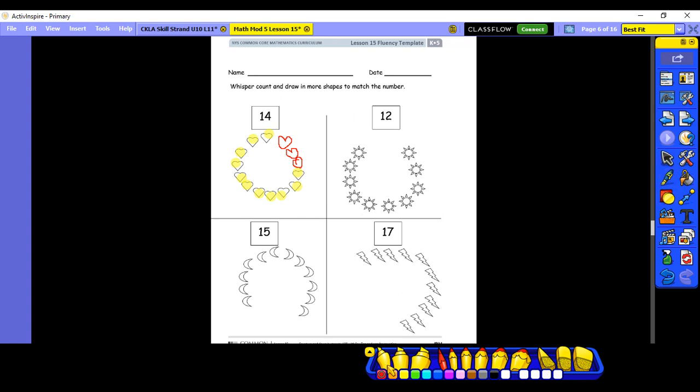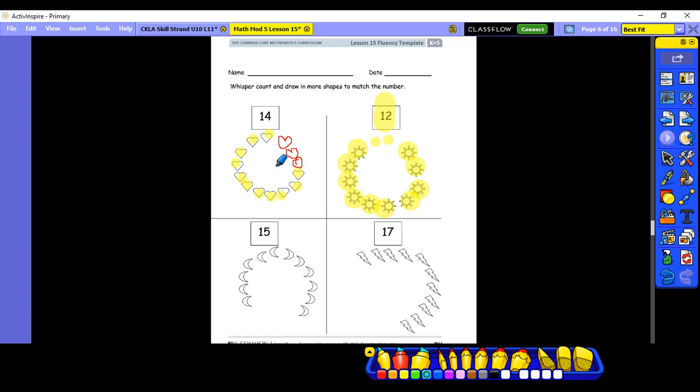How many suns are we supposed to have? 12. Let's count to see how many suns we have and then how many more we need to make 12. Ready? Count. 1, 2, 3, 4, 5, 6, 7, 8, 9, 10. How many do we need? 2 more. 11, 12.